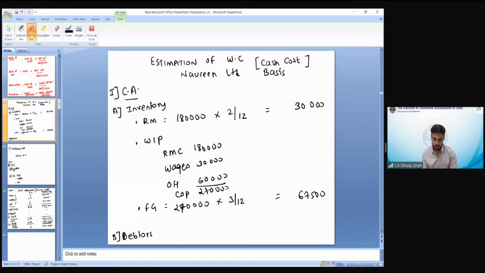For the time being, forget that my WIP holding period is 1 month. भूल जाओ, 1 month है. Let's assume that it is 3 months only, like the FG holding period. So can I say my calculation would be something like this? 180 into 3 by 12, 30 into 3 by 12, 60 into 3 by 12, which in turn is nothing but 270 into 3 by 12. So can I say my total comes to 67,500 only?